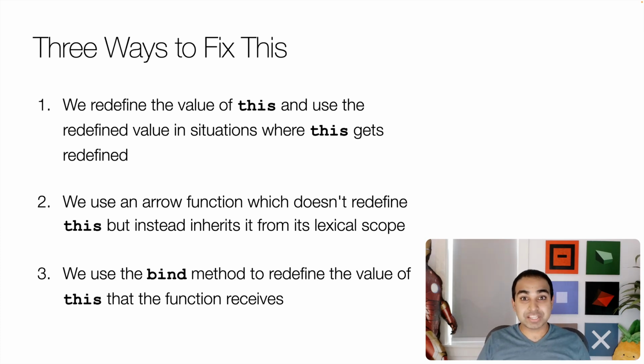The second approach is we use an arrow function, which doesn't have this behavior where this is redefined. The arrow functions are different from regular functions in that sense, where they instead inherit the value of this from its lexical scope, from the outer container that it's currently in. And the last approach, a more advanced approach, but also equally powerful and useful, is we use the bind method to redefine the value of this that the function receives.